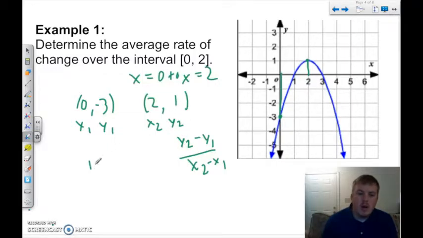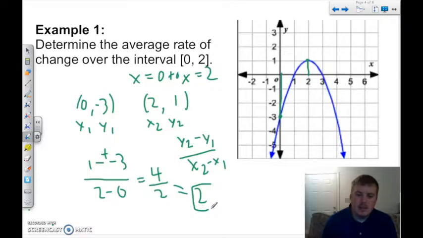So we're going to have 1 minus a negative 3. Be careful when you're plugging in negatives that you don't assume that the one in the formula is going to cover the one that you're plugging in as well. And then we're going to do 2 minus 0. So a negative and a negative is going to give us a positive. So this is 1 plus 3, which is equal to 4, and 2 minus 0, which is 2. So now we reduce this, and we're going to find that we have an average rate of change of 2.